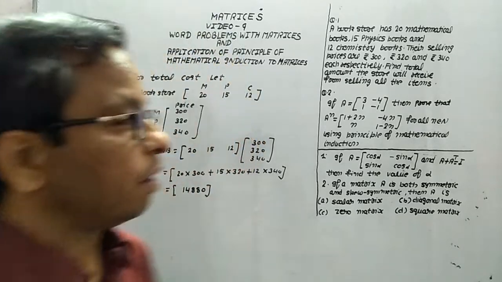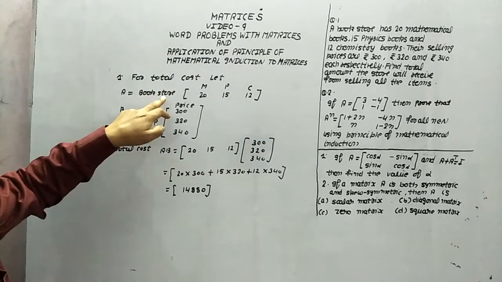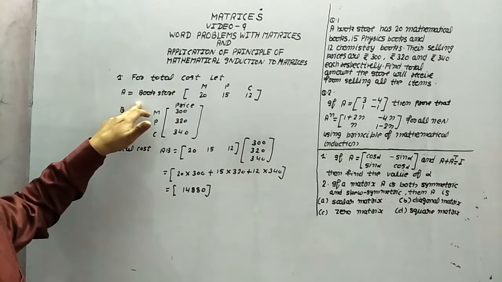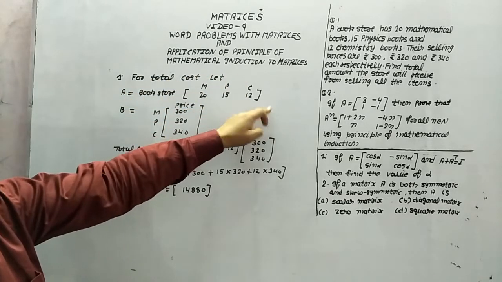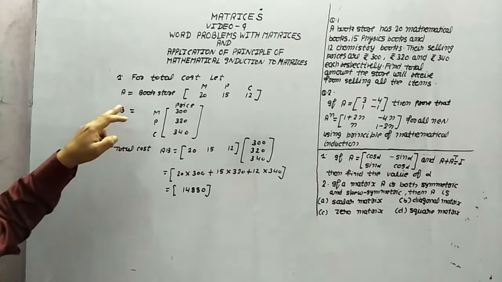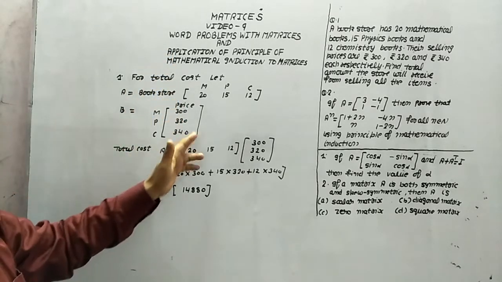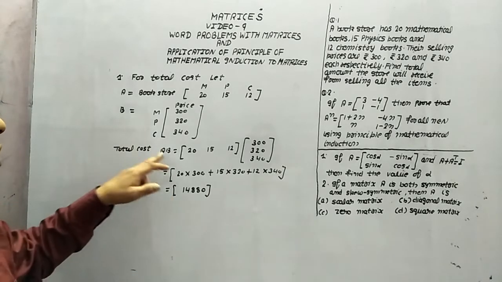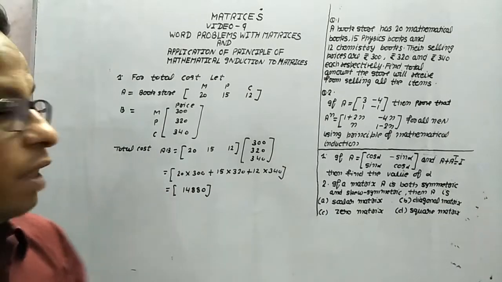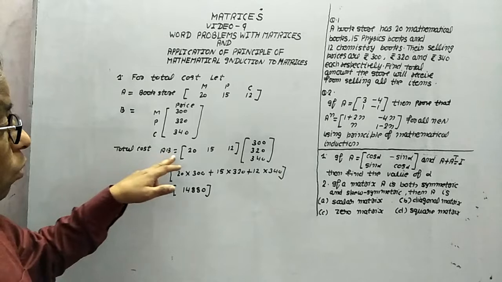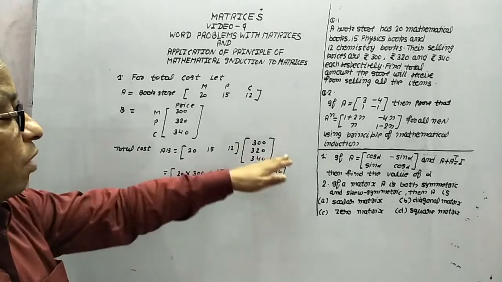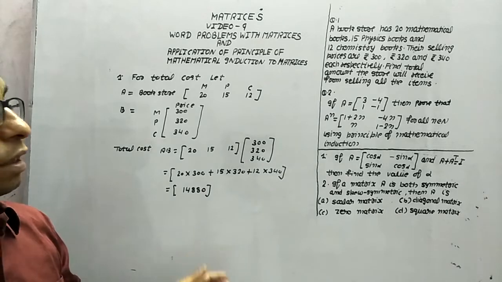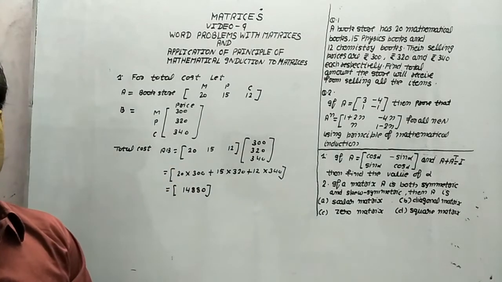So in this part, if I take the number of books in the bookstore as matrix A, this is a 1 by 3 matrix. This is the price, matrix B. This is a 3 by 1 matrix. Now look at this thing. If we do the multiplication, then the total cost AB, after multiplication, we will get a 1 by 1 matrix. So this is the answer.